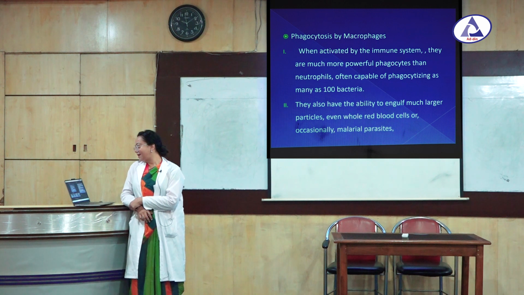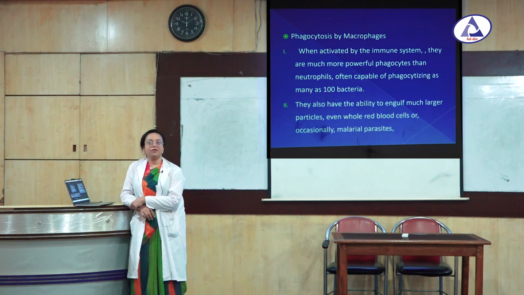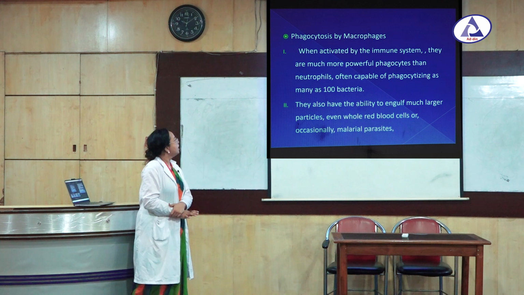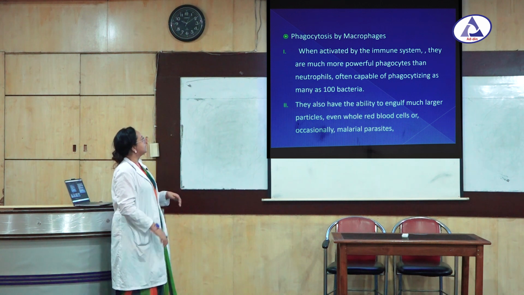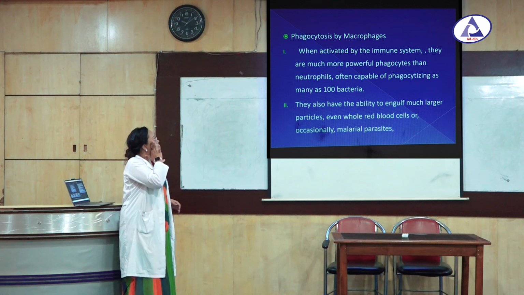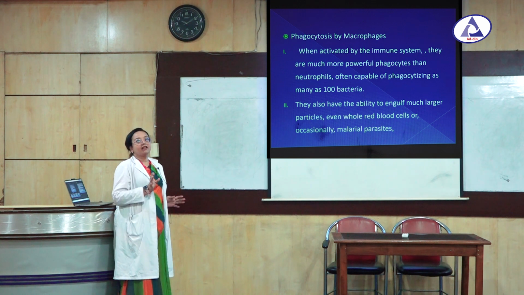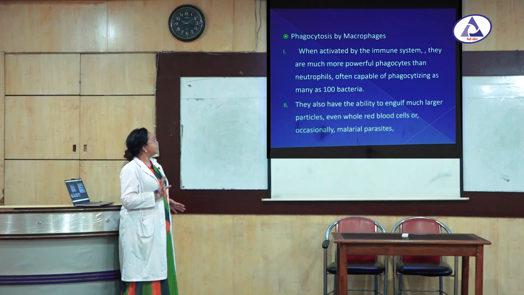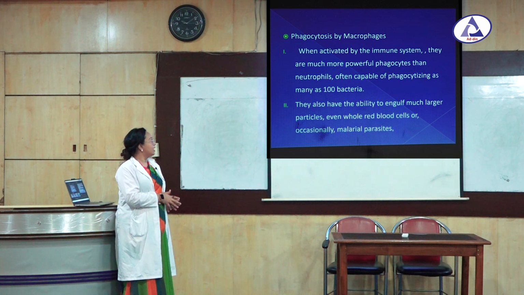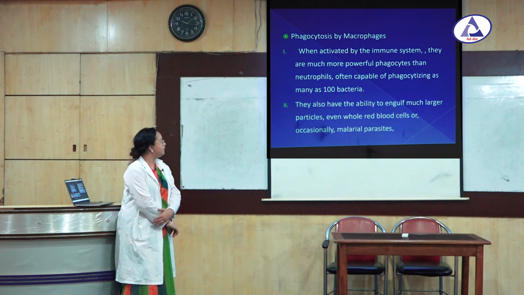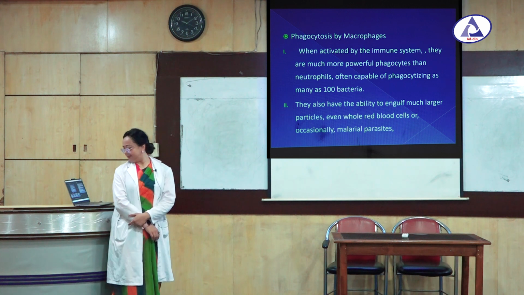So, phagocytosis by macrophages. How do macrophages cause phagocytosis? When activated by the immune system, they are much more powerful phagocytes than neutrophils. They can kill as many as 100 bacteria at a time. They also have the ability to engulf much larger particles.